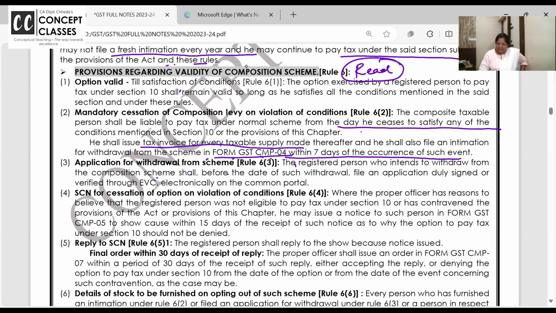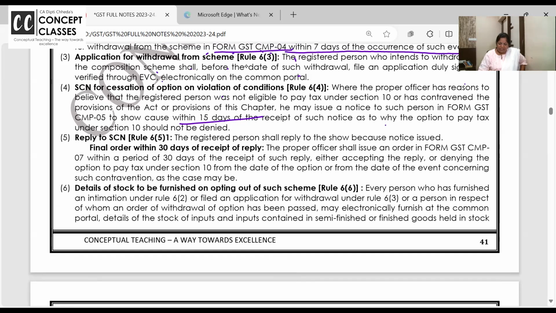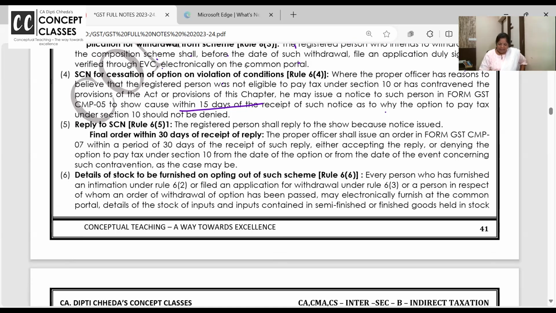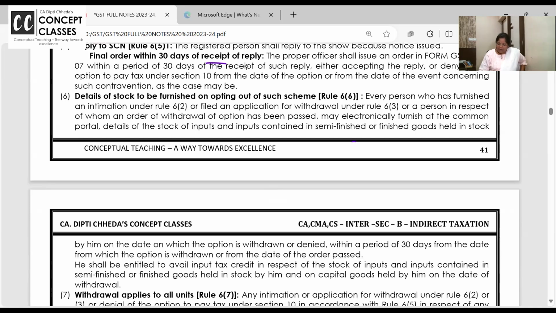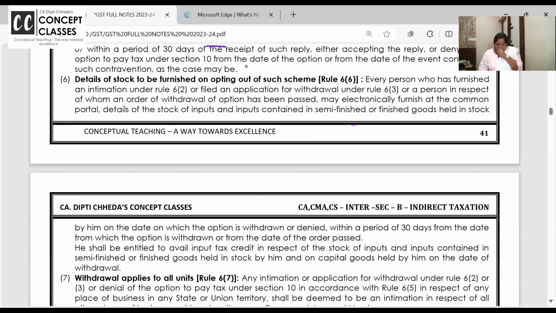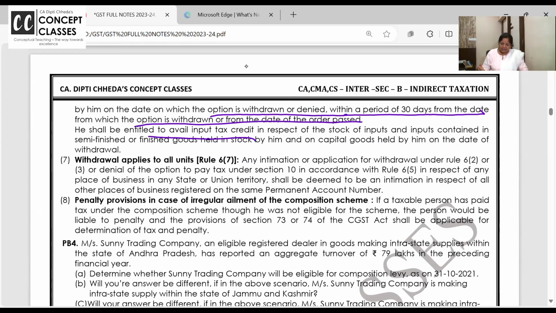A registered person who intends to withdraw from composition shall file an application before the date. Show cause notice for cessation of option or violation: if he has not fulfilled, the department will give him 15 days time, and then they will pass the final order. Stock, whatever he is having: for that, the day you withdraw the option, within a period of 30 days, he can claim the input tax credit by giving all the stock details.